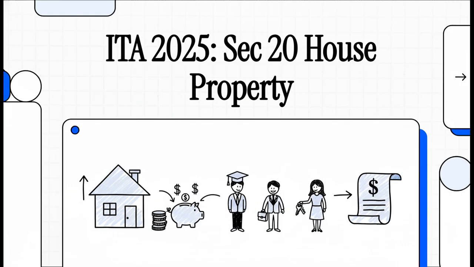Welcome. Today, we're diving deep into a really critical part of the new Income Tax Act 2025. We're talking about how income from your house property gets taxed. Now, whether you own just one home or have a portfolio of properties, understanding Section 20 is absolutely key to managing your finances. So let's get right into it.